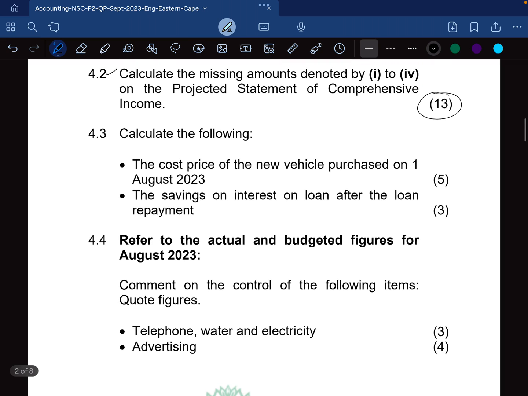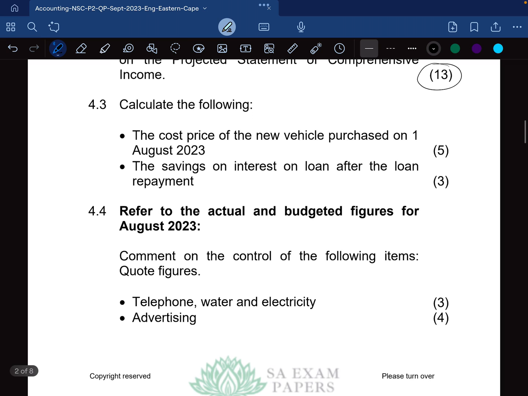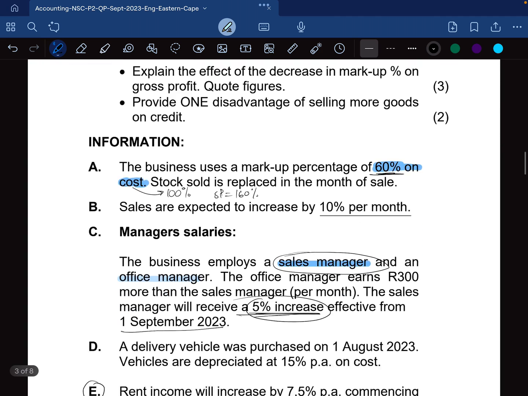Then we are going to move to 4.3, which says calculate the following. We are required to calculate the cost price of the new vehicle purchased on the 1st of August 2023. Then we are also supposed to calculate the savings on interest on loan after the loan repayment. Okay, so we are going to look at the vehicle here.